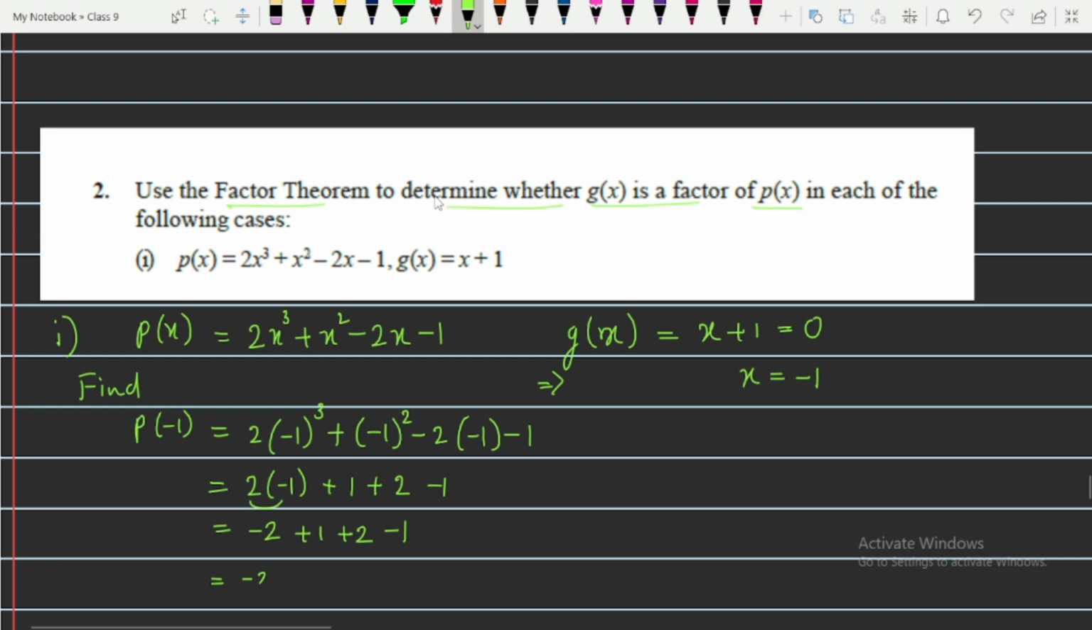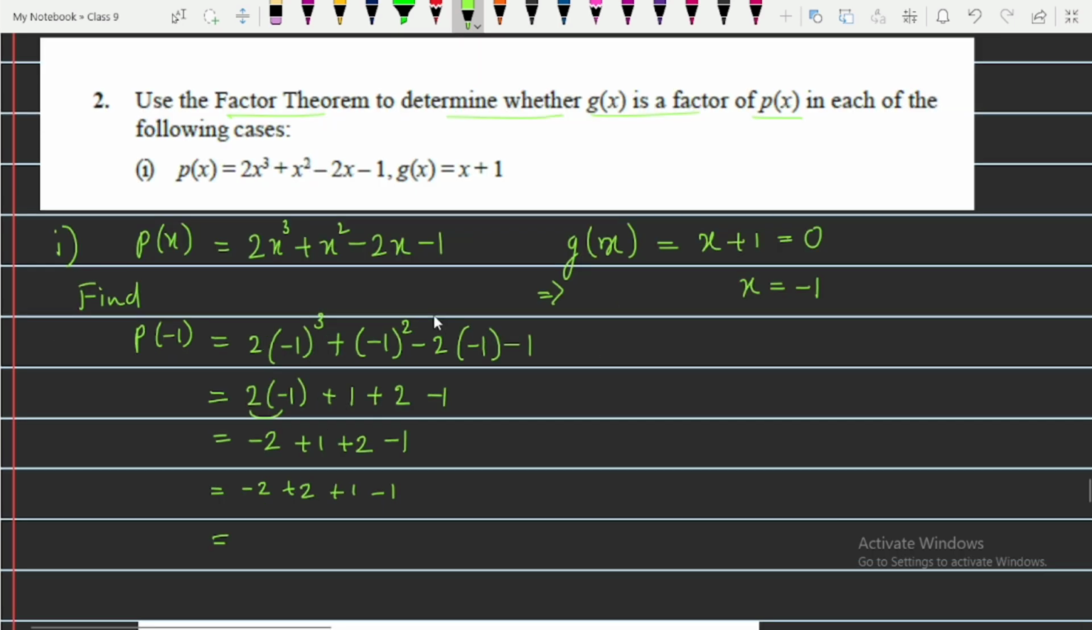Now you can see, it is minus 2 plus 2 plus 1 minus 1. I just rewrote the terms. So now you can say what the answer is. Minus 2 plus 2 is 0, plus 1 minus 1 is again 0. So you got p of minus 1 is equal to 0.